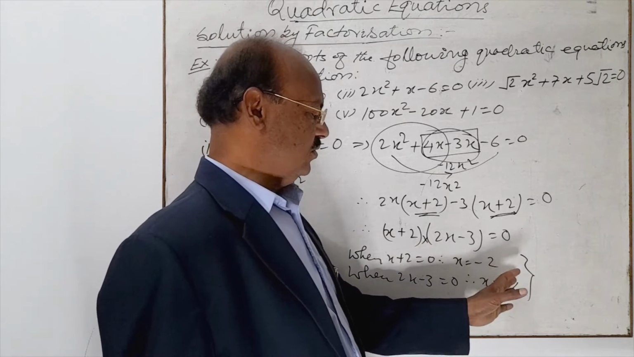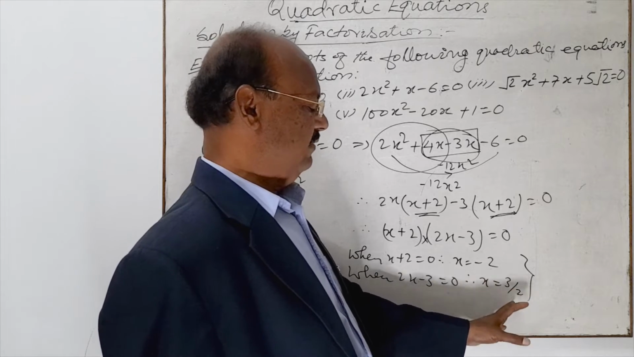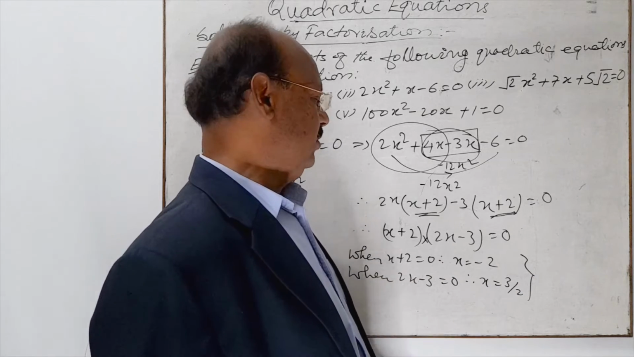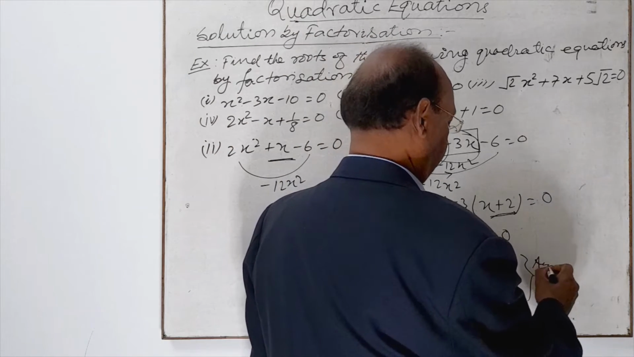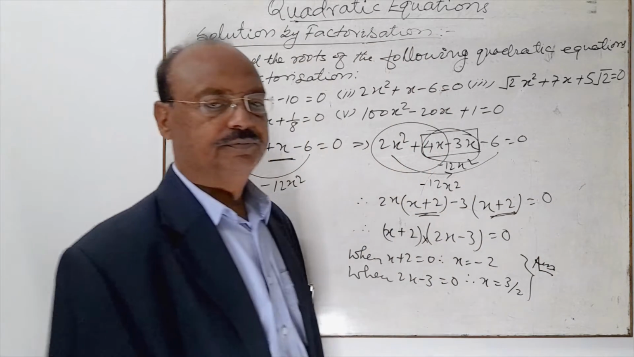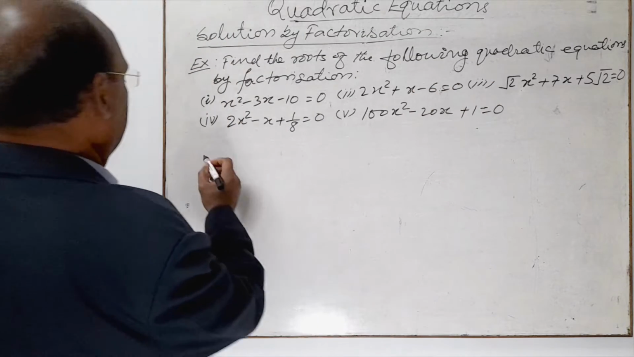So these two values of x, minus 2 and 3 by 2, are the solutions or roots. So x is equal to minus 2 and x is equal to 3 by 2 are the roots or solutions of the given quadratic equation, and these are the answers. Correct? Now we'll see the next question. Let us see the third question.